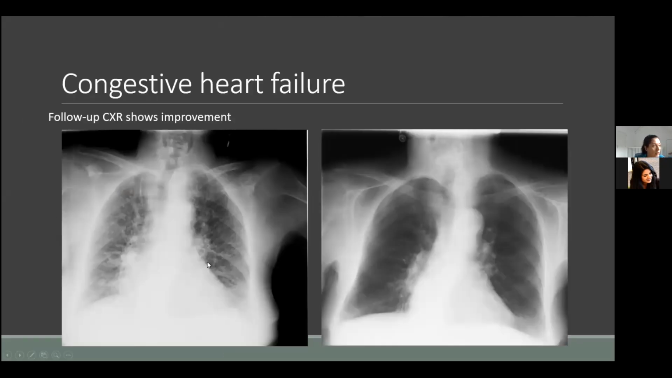Another thing that helps is a follow-up chest X-ray. If you have a patient with congestive heart failure and you start treatment, for example with diuretics, and you repeat the chest X-ray another day, you see clear lungs, you see decreasing of the pleural effusion, and you see that the pulmonary vessels are normal in size. So this was a case of congestive heart failure.